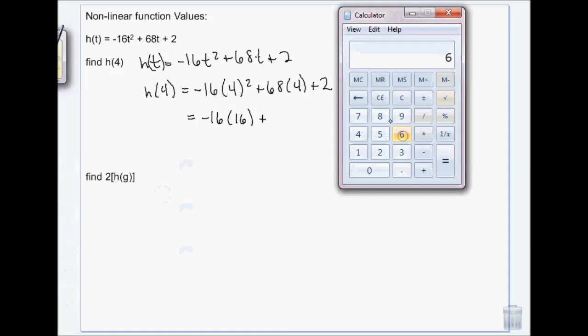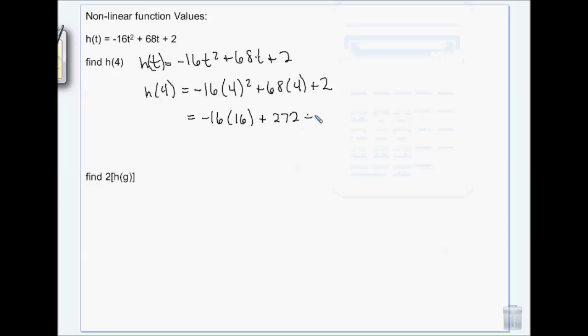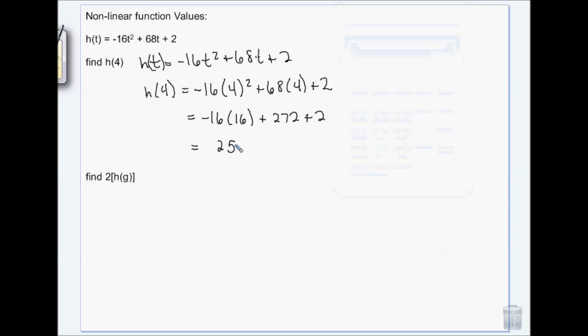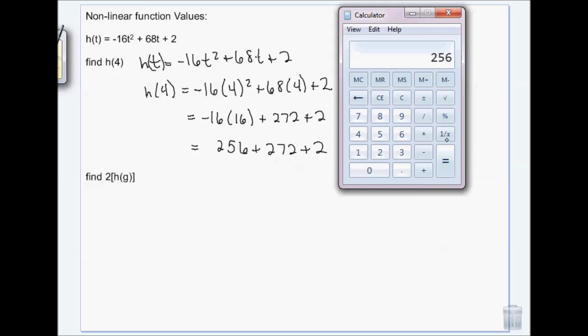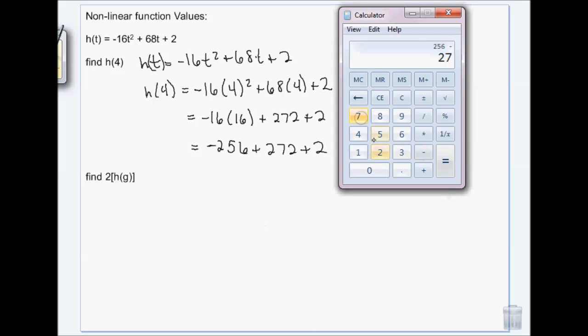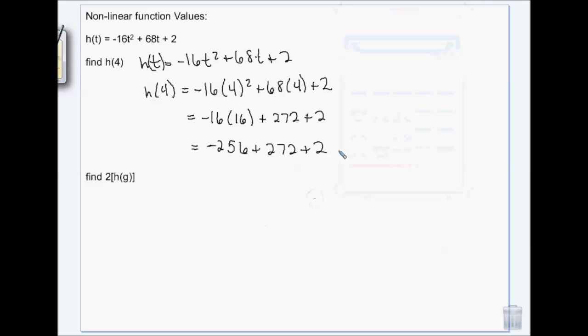Have my 6 to the 8s memorized. I think that's 256, but I should check myself. Yes, 256. Except it's negative. So that's 16 plus 2, so that's 18.